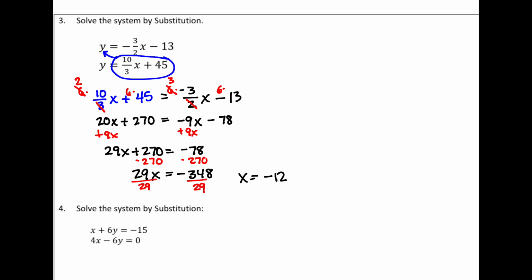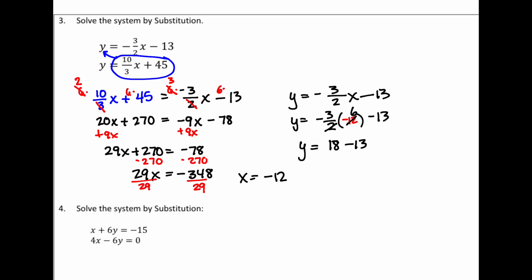Okay, so I'm going to do y equals negative 3 halves x minus 13. So y equals negative 3 halves times x, which was negative 12, and then minus 13. So I can cancel. 2 goes into 12 6 times. So I have y equals negative 3 times negative 6 is positive 18 minus 13. So y equals 5. And the point is 5 negative 12.